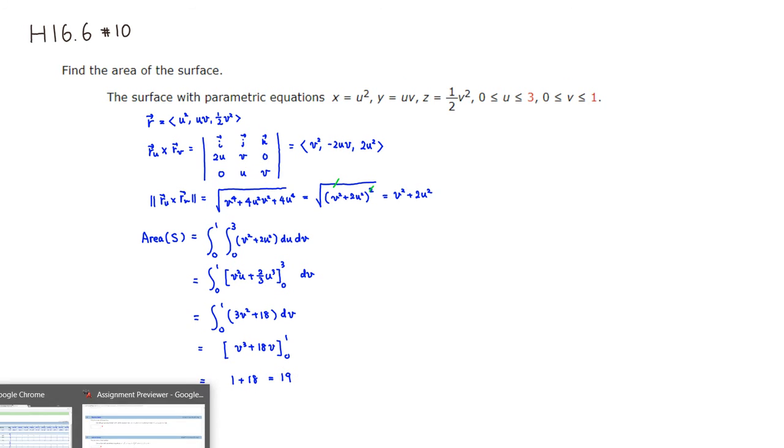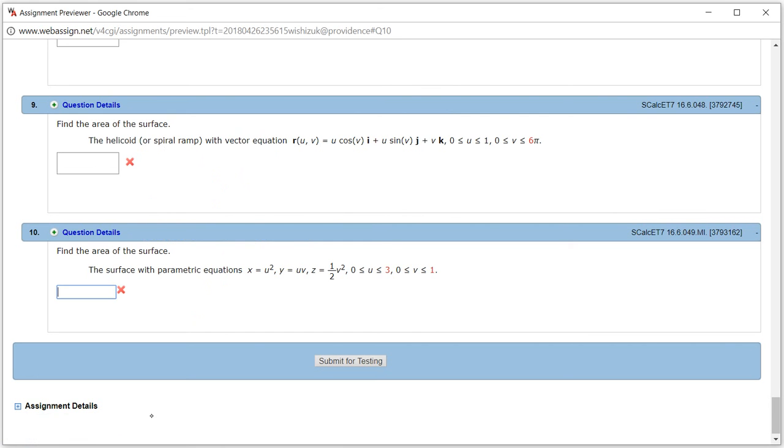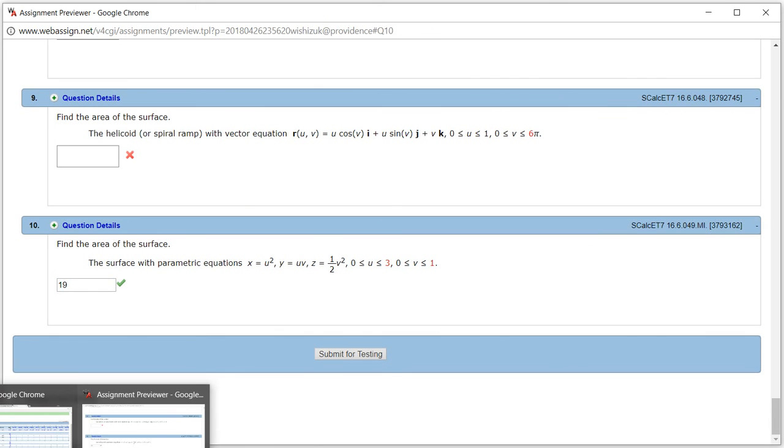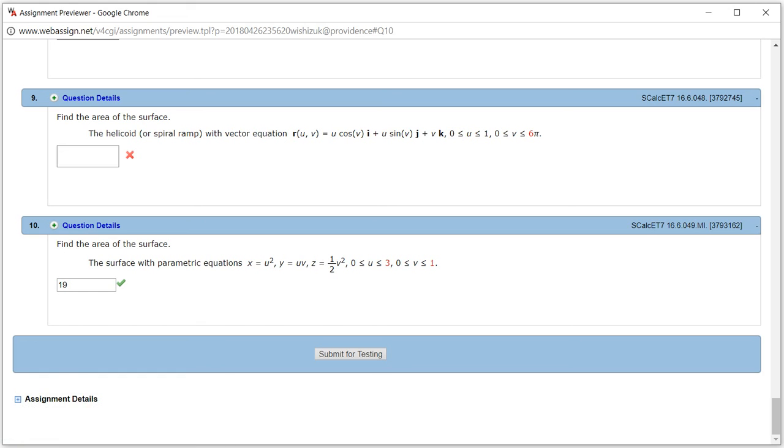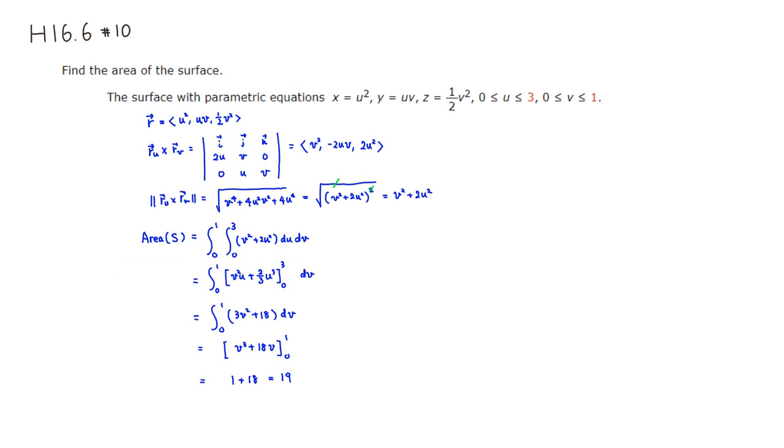So let's type it in. We got 19. Let's check the answer. I came back and it looks like we got this one correctly. That's it. I hope that this was clear.